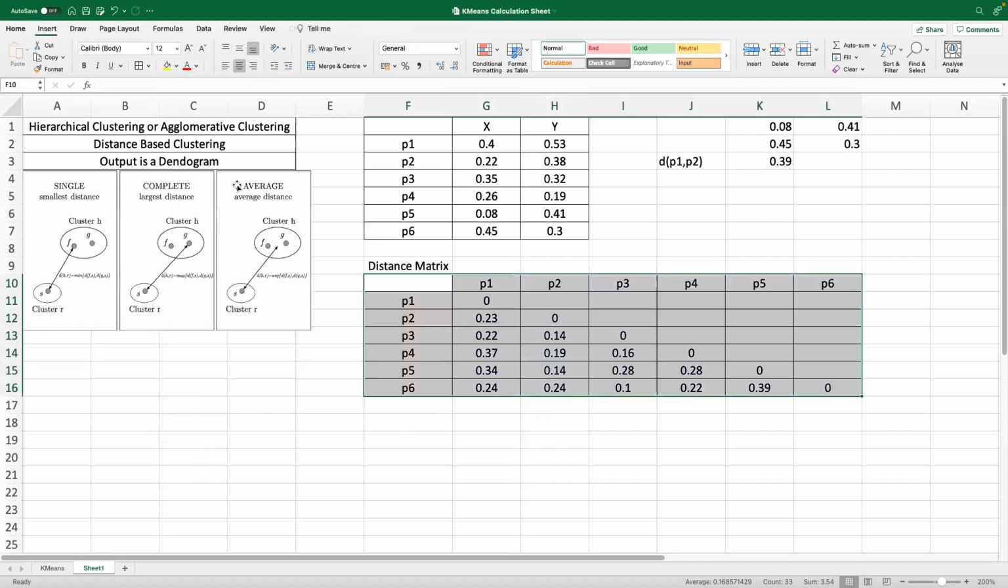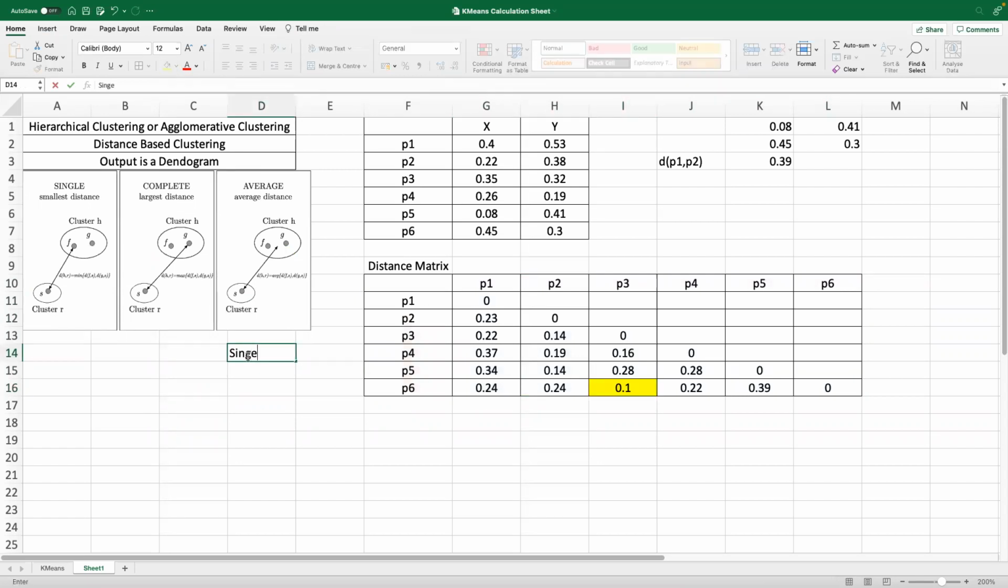So this is the closest value, right? The minimum. We are using single linkage. So the minimum is P3 and P6. Min is P3, comma P6. So that means they'll go in one cluster. P3 and P6 will go in one cluster.